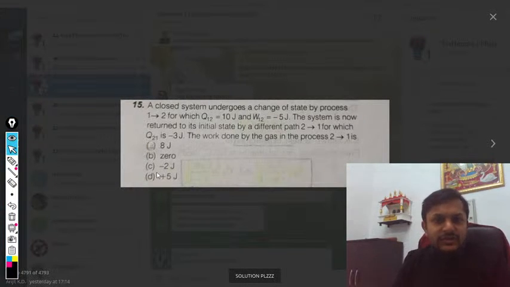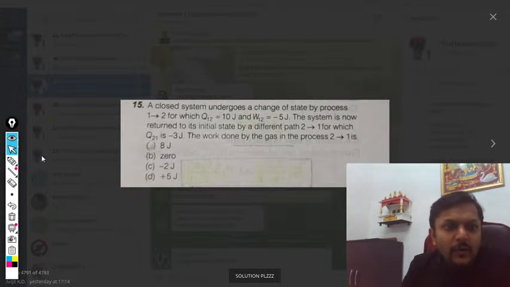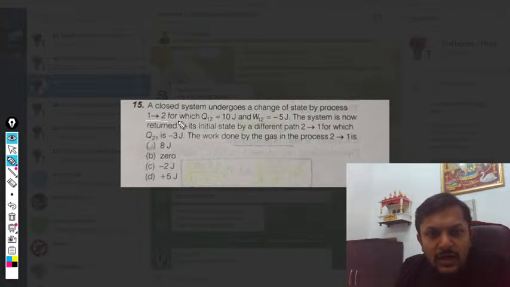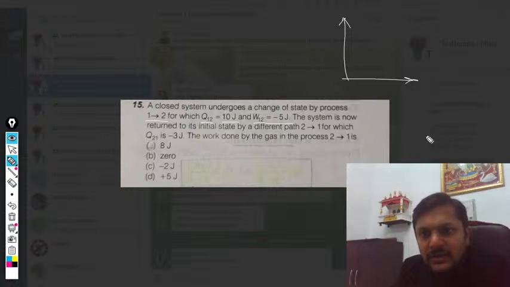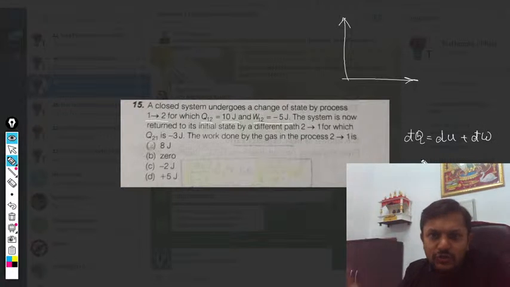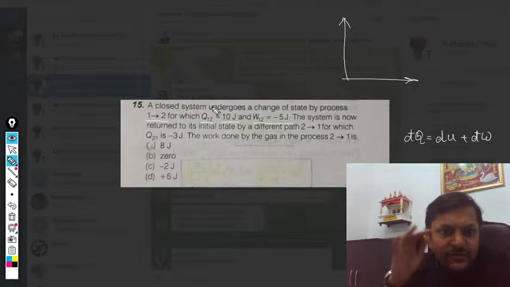Let us say this is the question we were doing, and what will be the solution to this? A closed system undergoes a change of state by process 1:2. It can be anything, and the heat Q is given and the work is also given. So it is a closed process. I can use the first law of thermodynamics, dQ = dU + dW. You know the symbols, and here we will substitute the values.